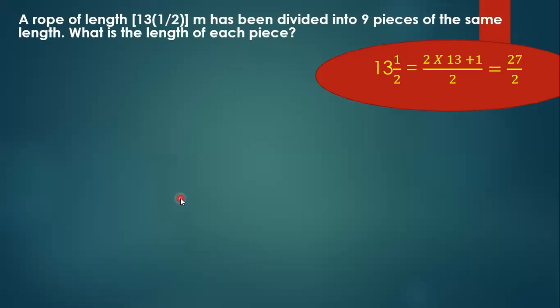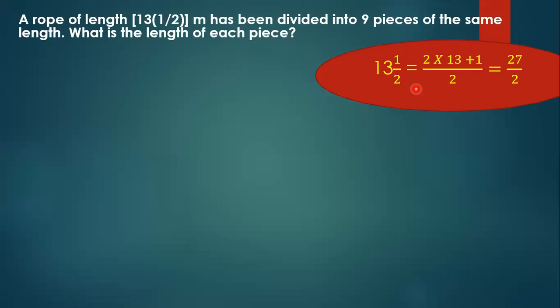A rope of length 13 1 by 2 meters has been divided into 9 pieces of the same length. What is the length of each piece? Now children, see. Suppose I have a chocolate. Alright, there is a chocolate bar, and suppose it is a Dairy Milk Silk, and it has 20 pieces. 20 pieces it has, no? Usually the big Dairy Milk Silk. Suppose I divide it into 10 equal parts. How many cubes does one person get? 2. That is, I have divided.